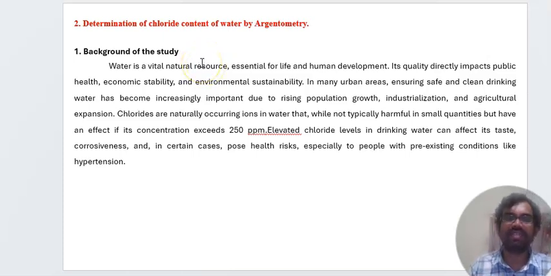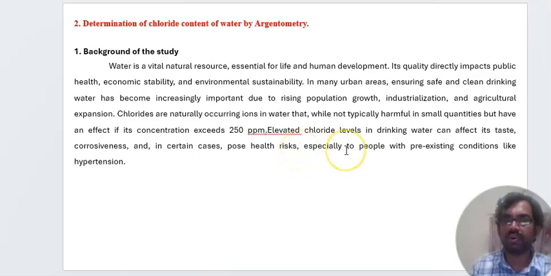Water is one of the vital natural resources essential for human life and development. Its quality directly impacts public health, economic stability, and environmental sustainability. In many urban areas, ensuring safe and clean drinking water has become increasingly important due to rising population growth, industrialization, and agricultural expansion. Chlorides are naturally occurring ions in water, and in small quantities they are not typically harmful, but they have an effect if the concentration exceeds 250 ppm.